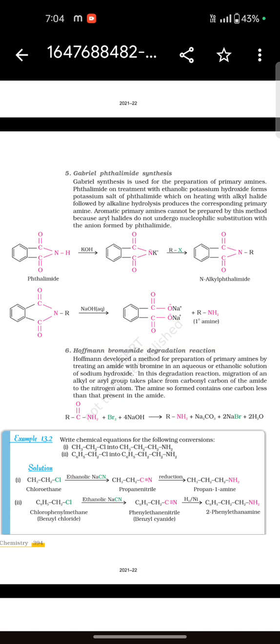Sixth process: Hofmann bromamide degradation reaction. Hofmann developed a method for preparation of primary amines by treating an amide with bromine in an aqueous or ethanolic solution of sodium hydroxide. In this degradation reaction, migration of an alkyl or aryl group takes place from carbonyl carbon of the amide to the nitrogen atom. The amine so formed contains one carbon less than that present in the amide.